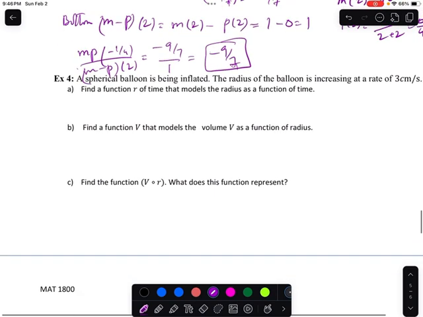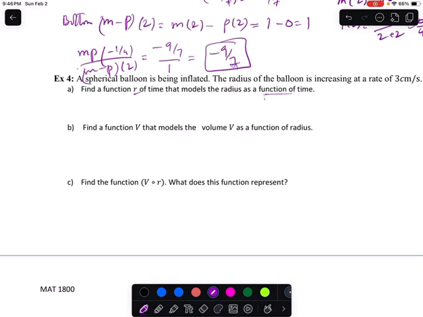Looking at an application problem, it says a spherical balloon is being inflated. The radius of the balloon is increasing at a rate of 3 centimeters per second. Find a function r of t that models the radius as a function of time. So r is for radius, and we are trying to find a formula for r of t. R depends on t. So how will you do that?